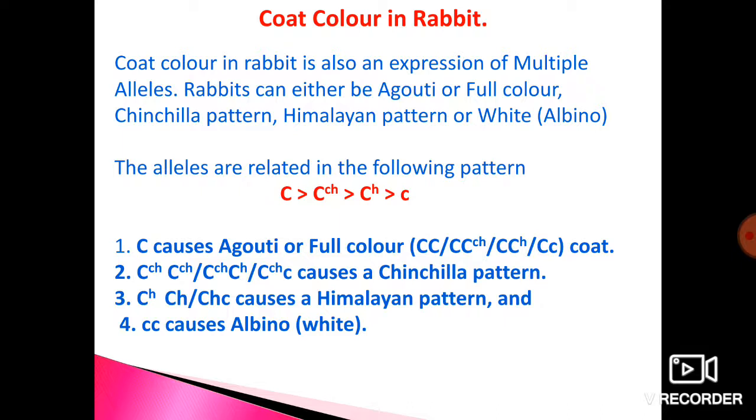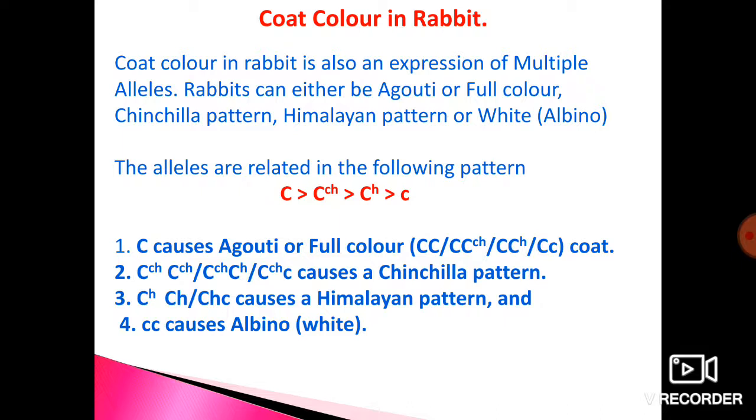And the relation is: capital C is dominant over capital C^ch. Now the ch stands for Chinchilla. And both of them are dominant over c^h. The h stands for Himalayan. And all of these three are dominant over the small c, which is the gene for albino. Now we also know that for every organism there has to be a pair of genes for a particular character. So in case number 1, where the rabbit is agouti, that means full color, what are the possible genotypic combinations of the rabbit?